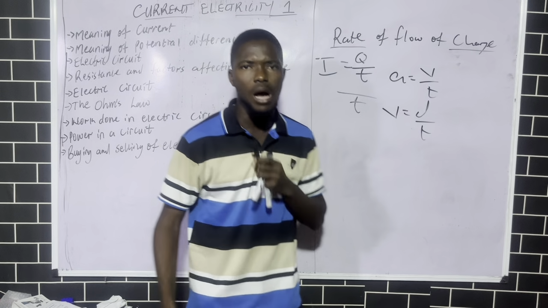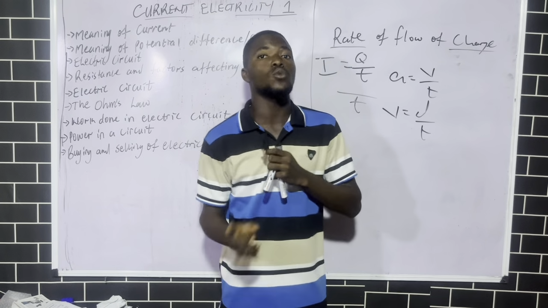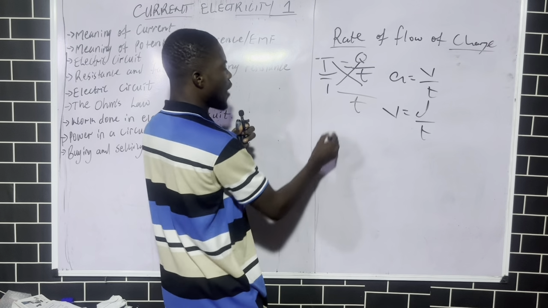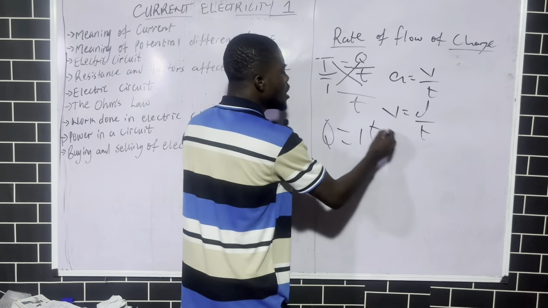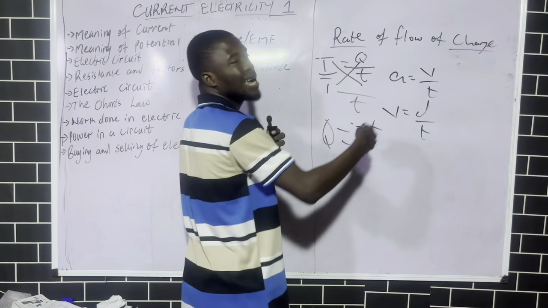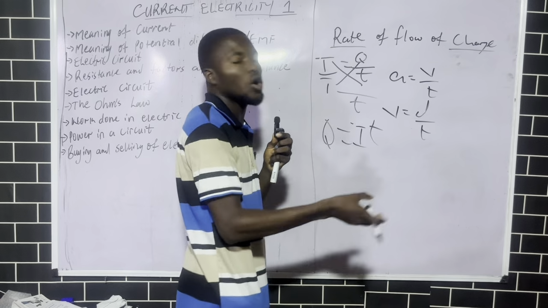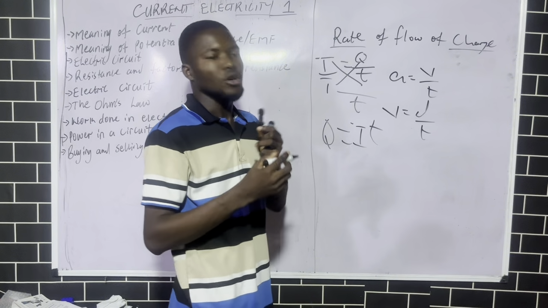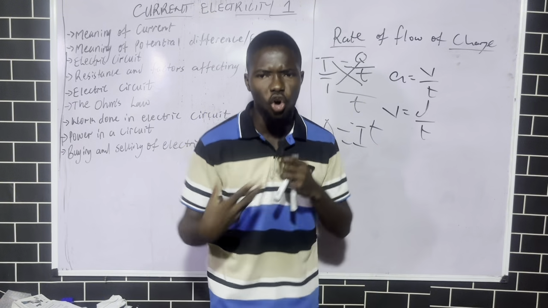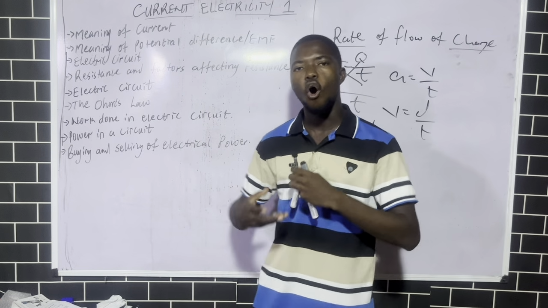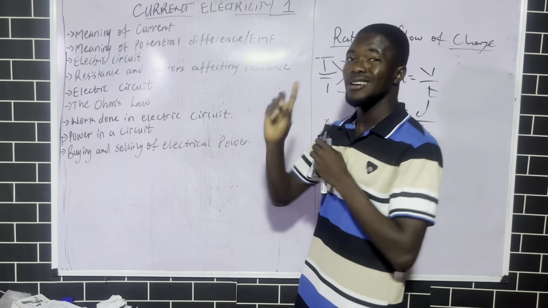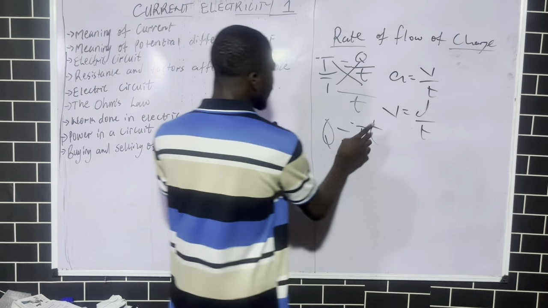How many of you remember that formula? Q equals IT. Where did they get Q equals IT from? Look at I equals Q over T. If I cross multiply, I have Q is equal to IT. So it simply means quantity of charge is current I times time. You can use them anywhere. Please take note of that. Very, very important. So what is current? Current is the rate of flow of charge, because the charges are flowing. That's why we call it current. Very important. So having known that, take note of these two formulas.